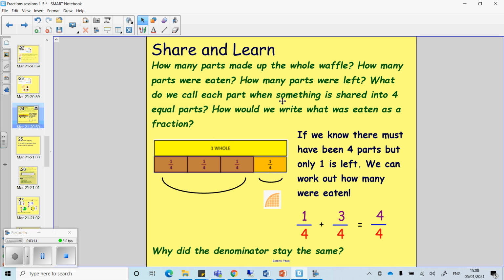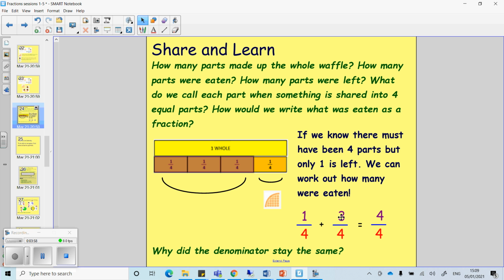What do we call each part when something is shared into 4 equal parts? Can you remember what this fraction shows? 1 part out of 4 equal parts. We call it 1/4 or 1 quarter. And how would we write what was eaten as a fraction? If we know there must have been 4 parts, but only 1 is left, we can work out how many were eaten. 1 part out of 4 equal parts is left.